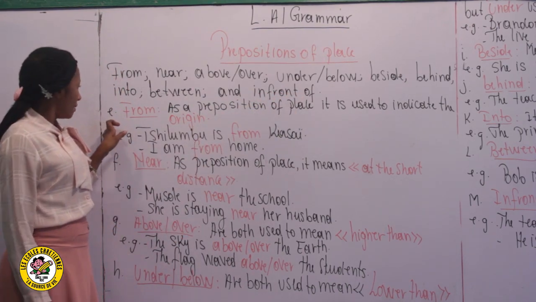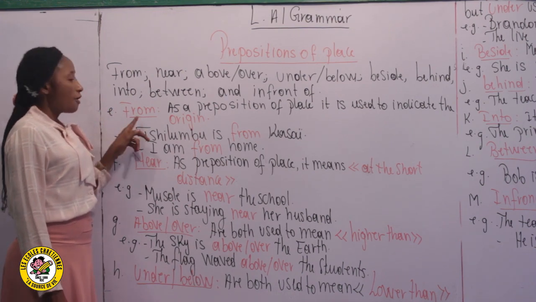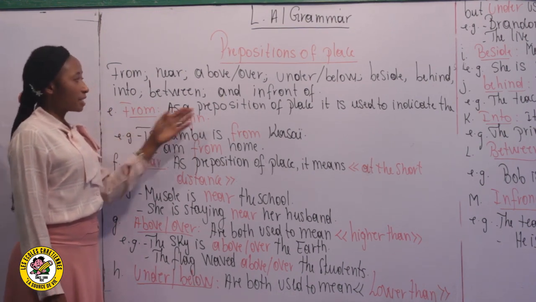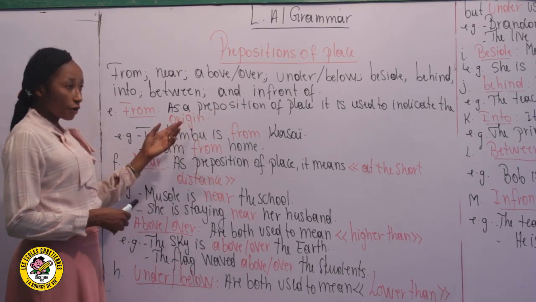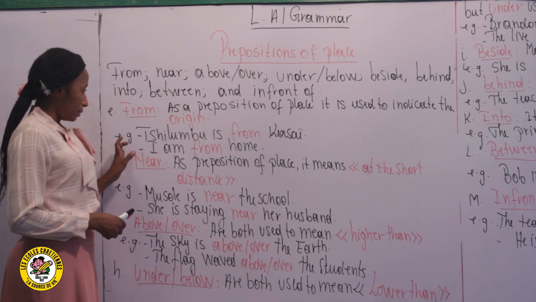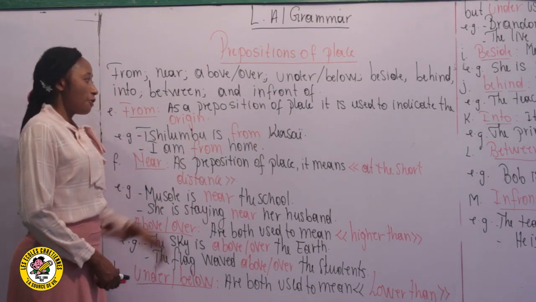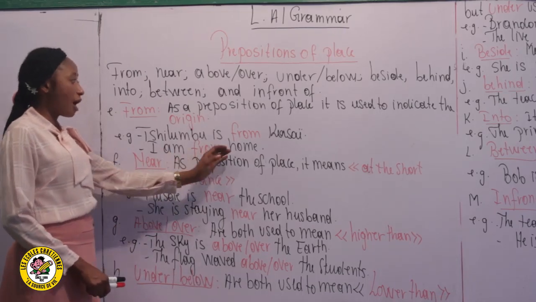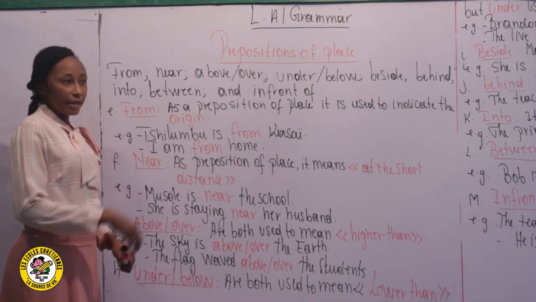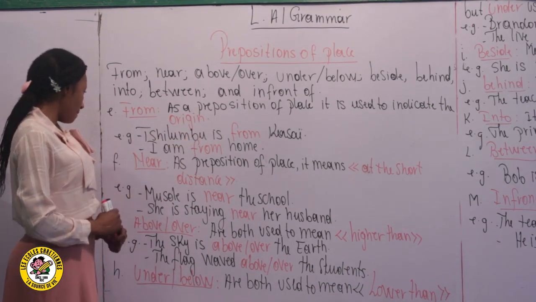Number 1. Here is just a continuation. From, as a preposition of place, is used to indicate the origin. Example, Chilupo is from Kasai. From here is indicating the origin. I am from home. Here it is showing the origin, where I'm coming from.